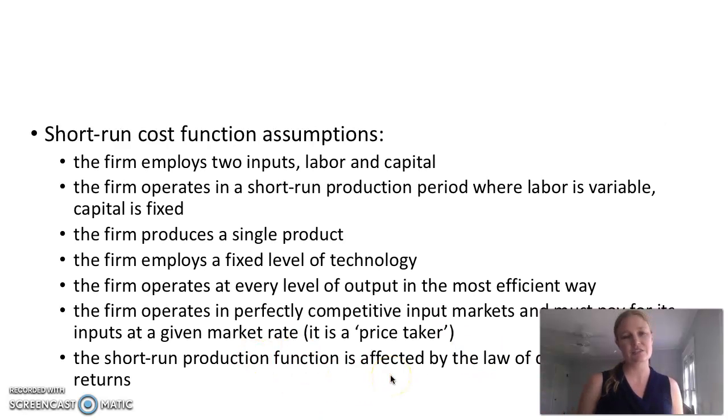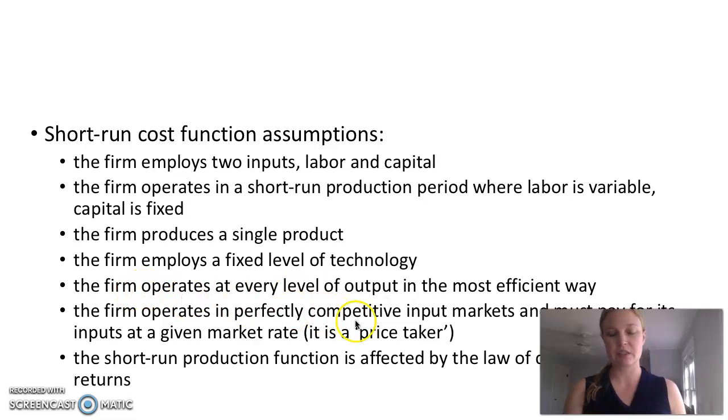All right, this is from another textbook. Basically, when we're using the short run cost function model, we assume there's only two inputs, labor and capital. We're in the short run. The firm produces a single product. There's a fixed level of technology. The firm operates at every level of output in the most efficient way. This is actually kind of important.